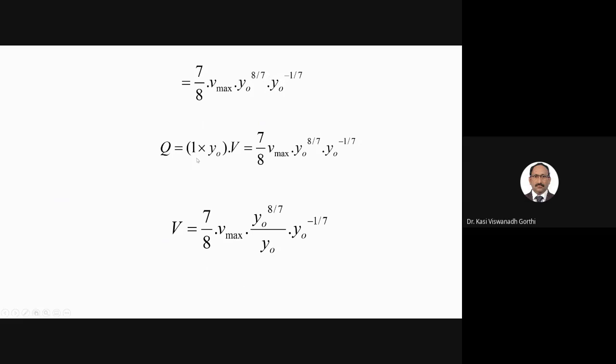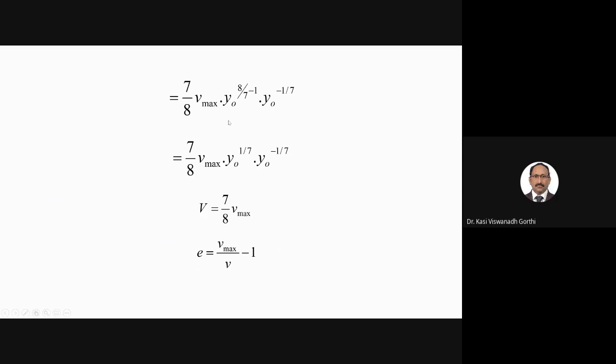Accordingly, the discharge Q will be equal to 1 into y0 into V, which would be equal to 7 by 8 Vmax into y0. Or V will be equal to 7 by 8 Vmax, and with the simplification you will be getting 7 by 8 Vmax, y0 to the power 1 by 7, y0 to the power minus 1 by 7. Or V will be equal to 7 by 8 into Vmax, which gives you the relation between the mean velocity as well as the max velocity. Mean velocity capital V is equal to 7 by 8 into maximum velocity Vmax.